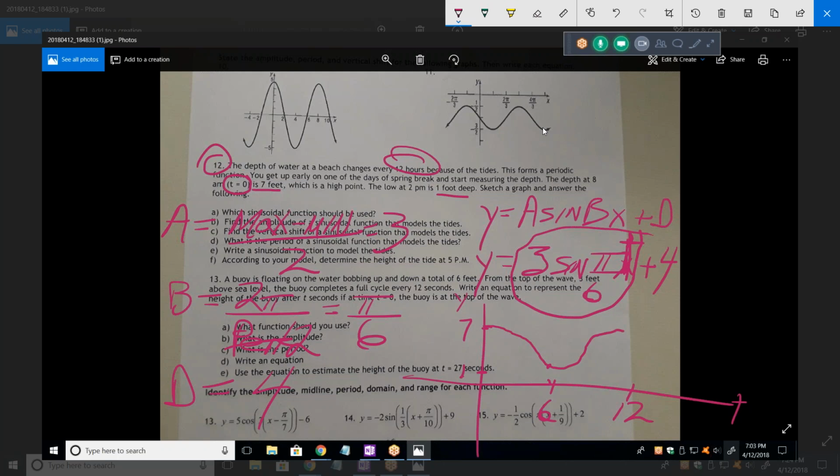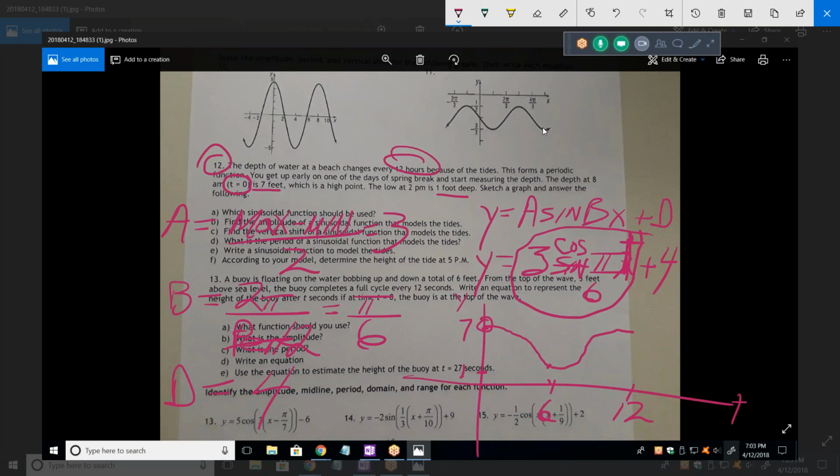Cosine, positive or negative? Positive. Ah, so it's not a sine curve at all. It's a cosine curve. Now, does that work? What's the cosine of 0? When t is 0, what's the cosine of 0? 1. Times 3 plus 4 gives you that point right there, 7.